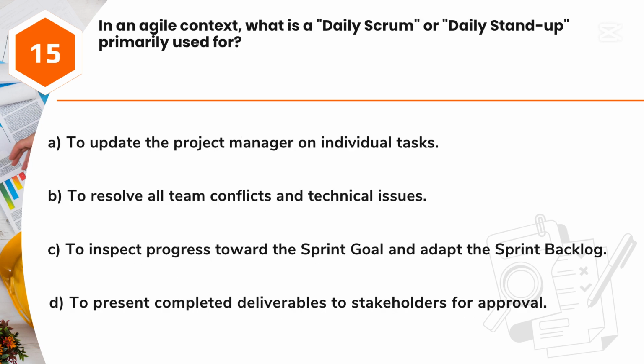Question 15. In an Agile context, what is a daily scrum or daily stand-up primarily used for? A. To update the project manager on individual tasks. B. To resolve all team conflicts and technical issues. C. To inspect progress toward the sprint goal and adapt the sprint backlog. D. To present completed deliverables to stakeholders for approval.